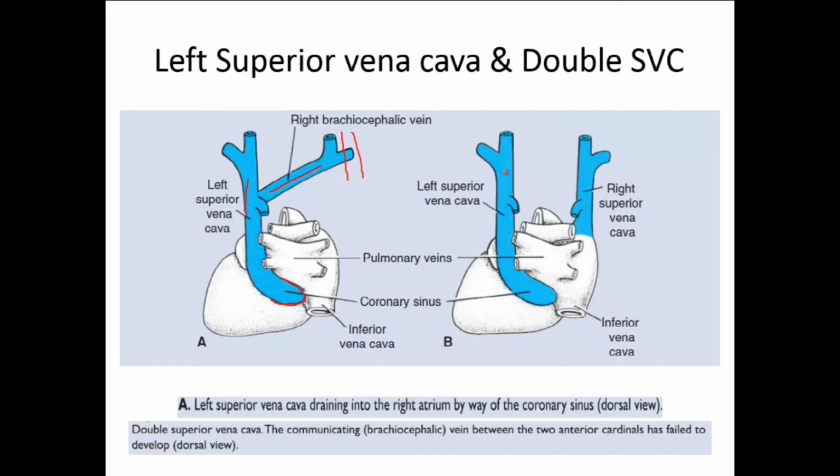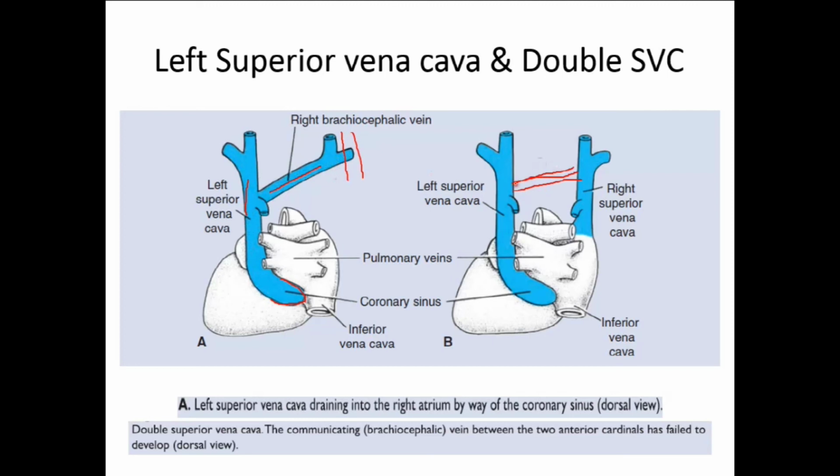Now if there are double superior vena cava, then the right one will form as such, that is from the right common cardinal and the anterior cardinal. The left forms in the way it is forming over here. The only difference is the communicating channel, which normally forms the left brachiocephalic vein, but when there is a left superior vena cava forming, this channel will form the right brachiocephalic vein.